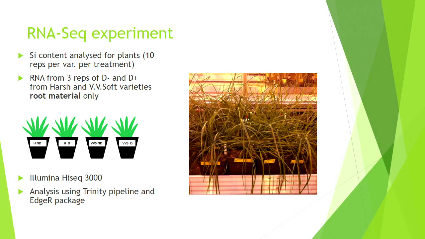So the design of the experiment, I had, as I say, two different varieties, a harsh variety and a soft variety. I damaged half of them, and then the other half were undamaged. And from this, I analyzed the silicon content of the plants, and then from a subsection of this, I extracted RNA from three reps of the harsh and soft varieties from the root material.